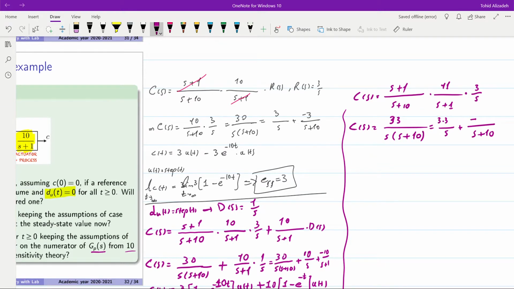And we can rewrite it in this form. So C of t will be equal to 3.3 times (1 minus e to the power of minus 10t) times u of t. And as t goes towards infinity, the steady state value of the output will be equal to 3.3. The steady state value for the reference was equal to 3. Now we have obtained the steady state value for the output, which is 3.3, or indeed 10% bigger than what we expect.